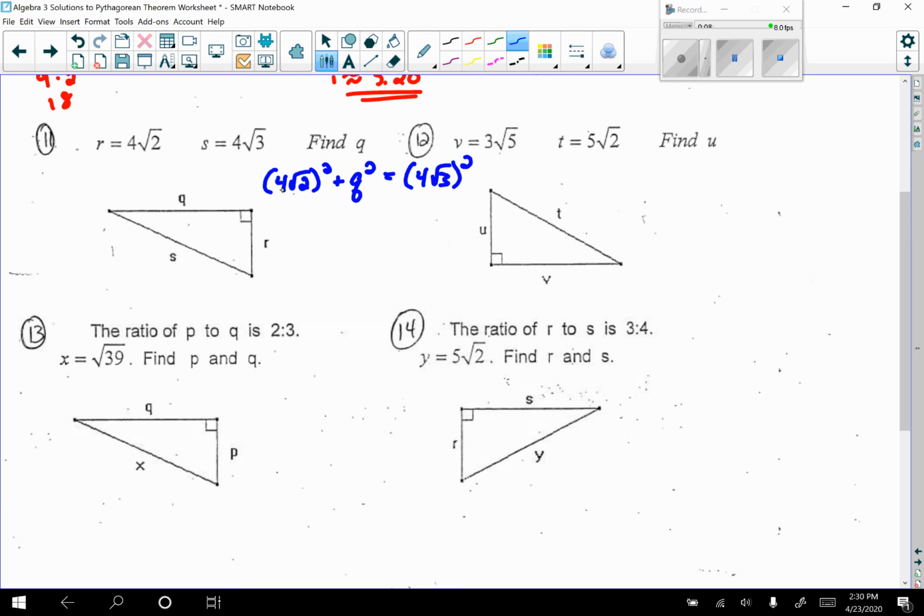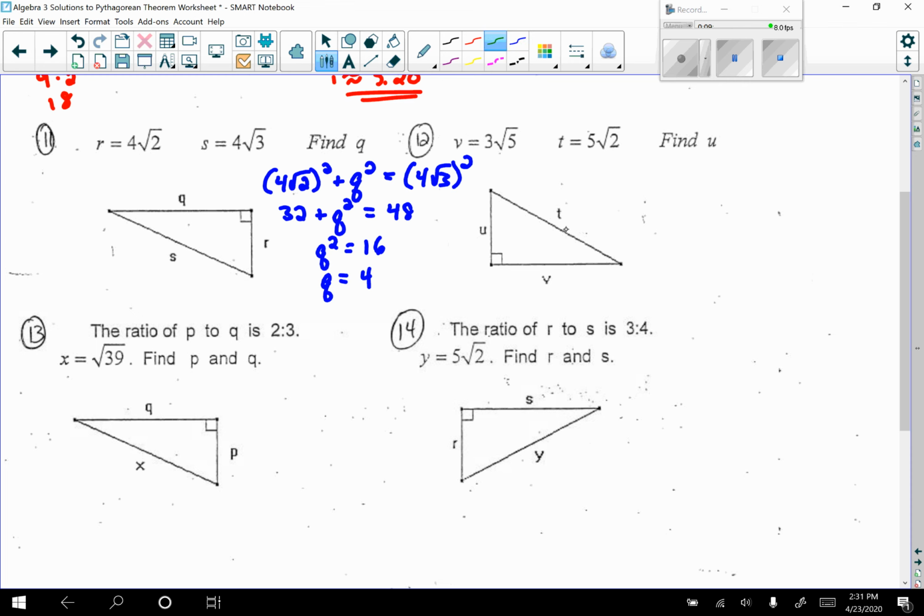So squaring 4 radical 2, we square the 4, which is 16. We square the radical 2, which is just 2. So 16 times 2 is going to give us 32 plus q squared. Over here again, I square the 4, which is 16, and then I square radical 3, which is just 3. So I get 16 times 3, so that's 48. Subtract 32 from both sides, so we're going to get a 16. Again, 16 is a perfect square, so q is going to equal 4.